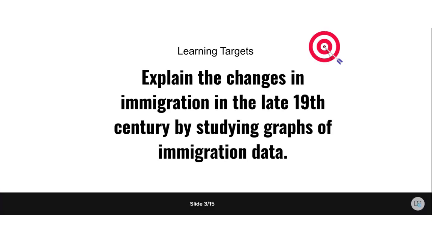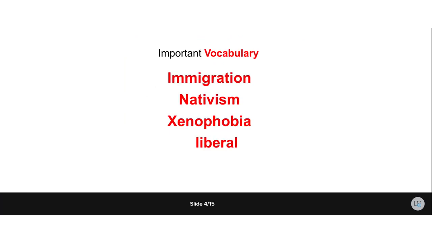Today's learning target: explain the changes in immigration in the late 19th century by studying graphs of immigration data. So we got a few graphs on here we'll look at, a few graphic organizers type stuff. Important vocabulary: immigration, nativism. This word is xenophobia. And just the term liberal, like what does that mean? It's thrown around a lot in politics, but what is its actual definition and description?